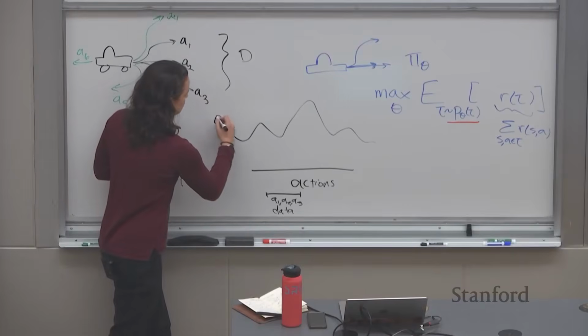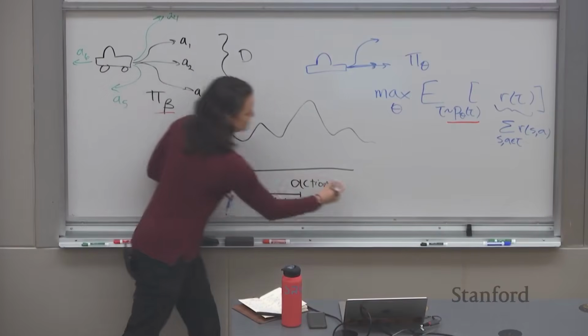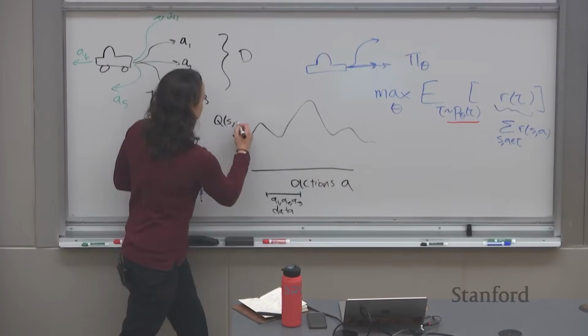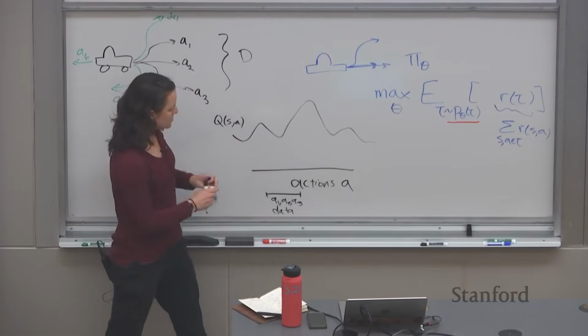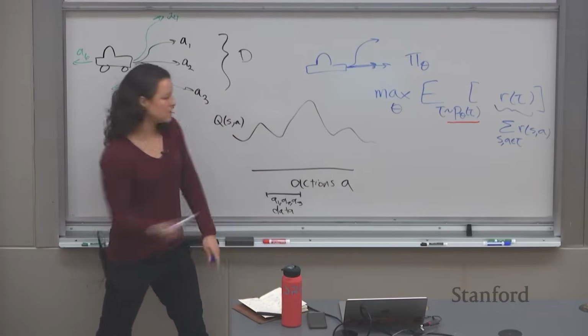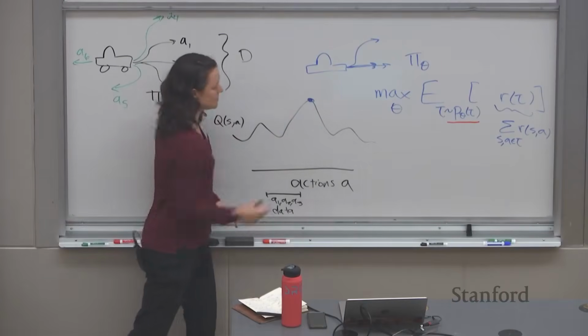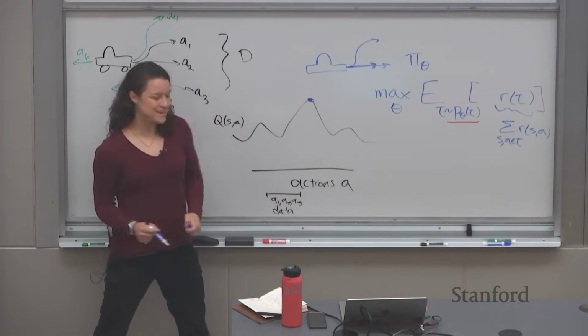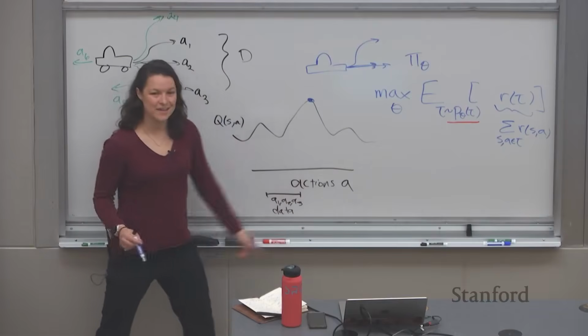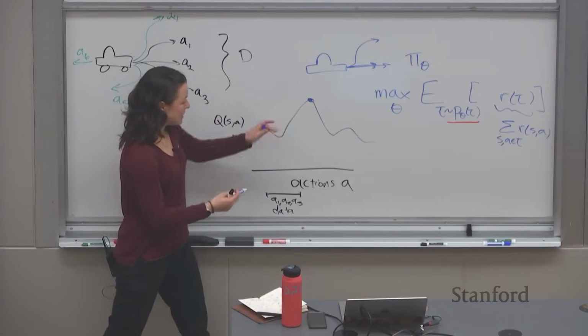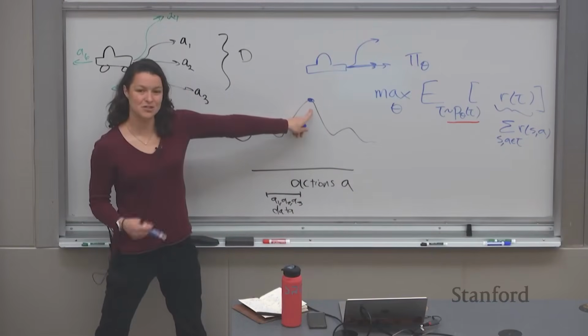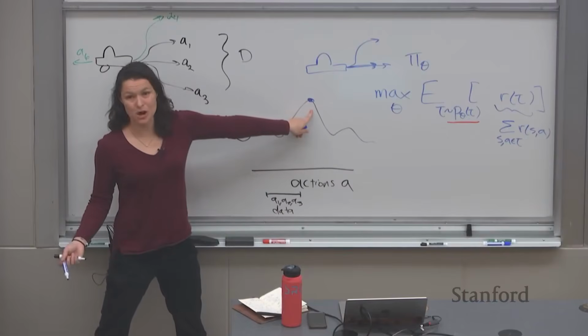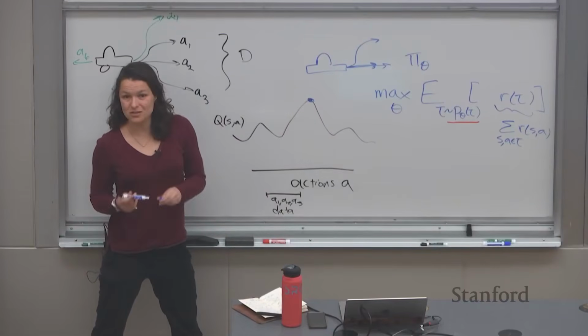Actions A, Q of S comma A. Then what it will do is it'll say, okay, for this randomly initialized Q value, maybe something like this looks good. And if that's outside your data, then it will still continue to think that that's a good action, because it'll never actually know what the proper Q value for that action is.